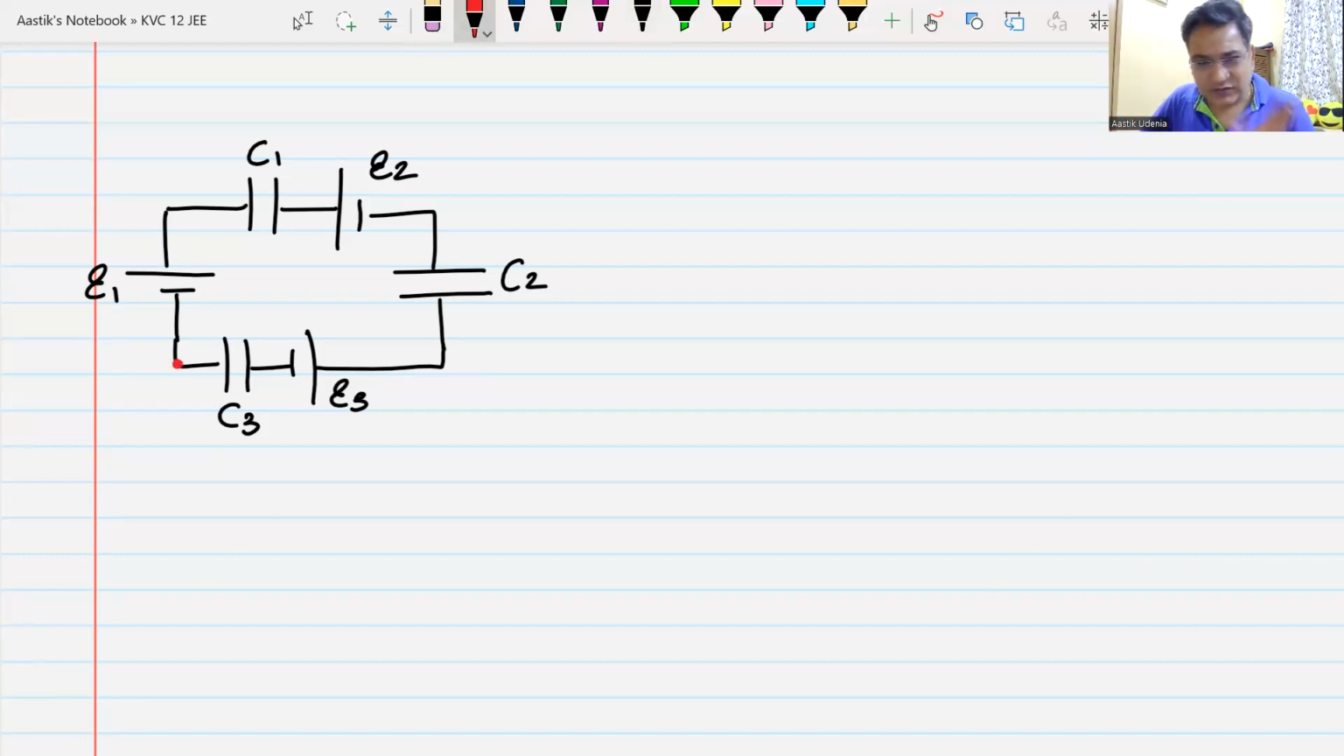I take this leftmost down point and call it point A, and I start from point A, and I will move in the loop. And in which loop will I move? I will move in the loop in this fashion.